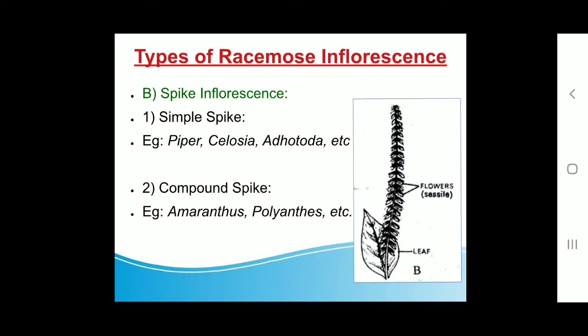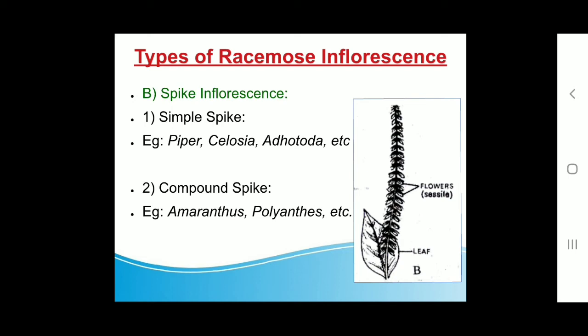Like racemose inflorescences, based on the branched or unbranched peduncle, the spike may be of two types, that is simple spike and compound spike. Simple spike is characterized in that the main axis is elongated and unbranched. It is also characterized in that the flowers are sessile.